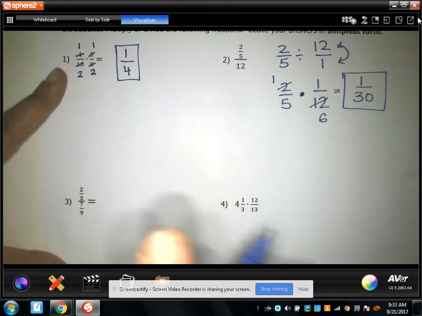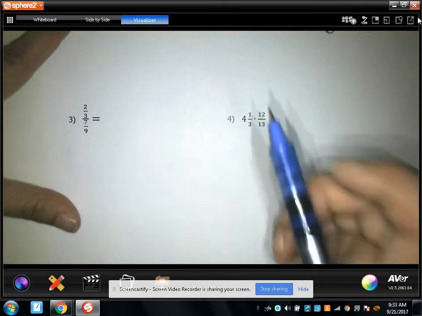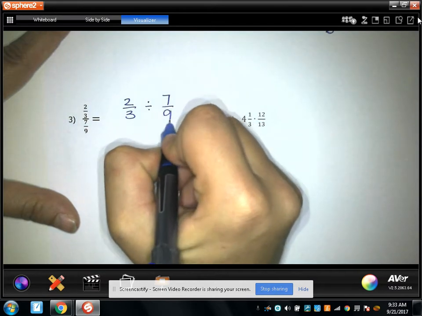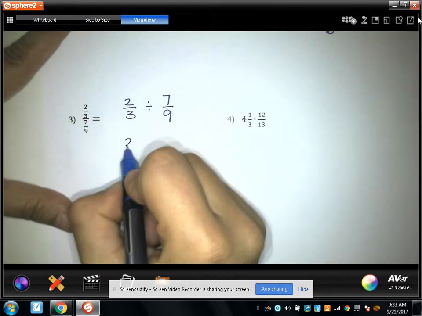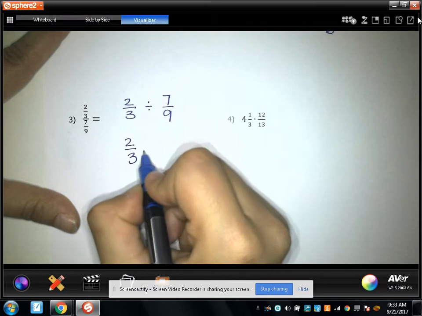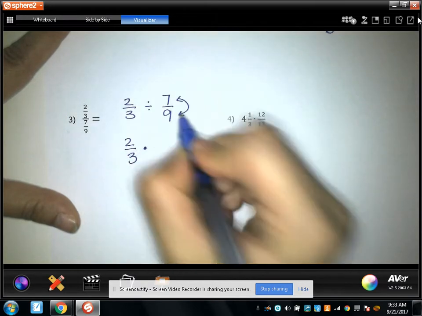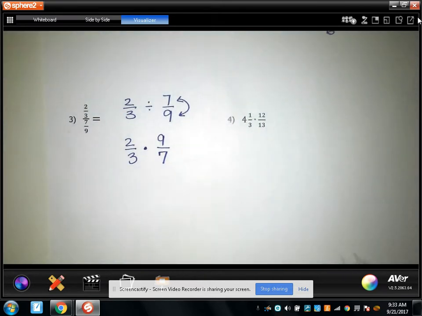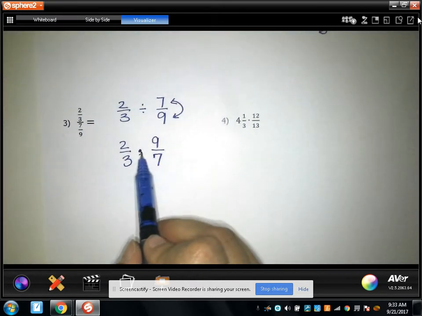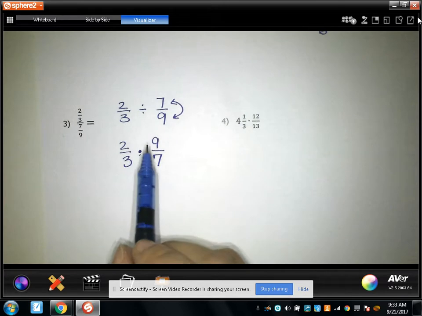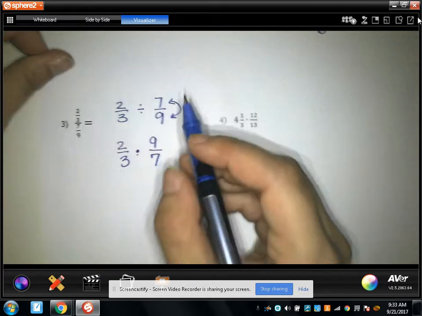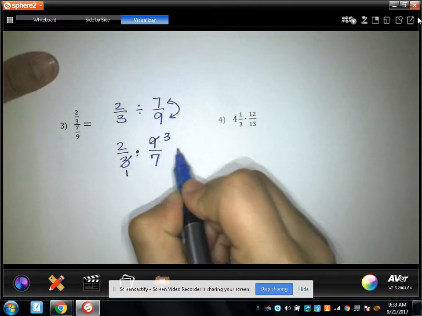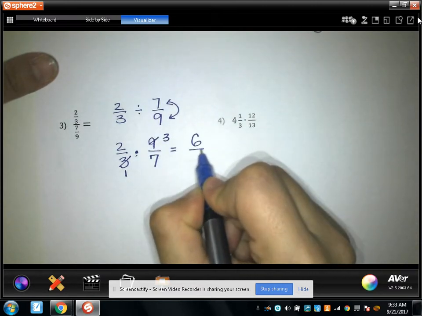All right, going to a problem like this, I'd always rewrite it first. 2/3 divided by 7/9. Then remember, you keep the first fraction the same, you change your division to multiplication, and you take the reciprocal of your second fraction. Then you check to see if you can simplify anything because it's a multiplication sign. So 2 and 7, those are all set, but 3 and 9 I can definitely simplify. 3 divided by 3 is 1, 9 divided by 3 is 3, and my answer here would be 6/7.